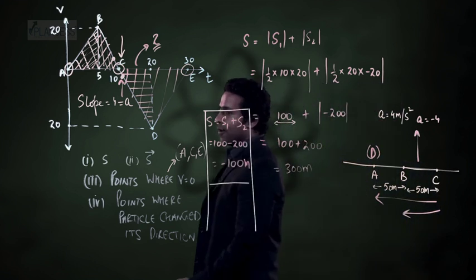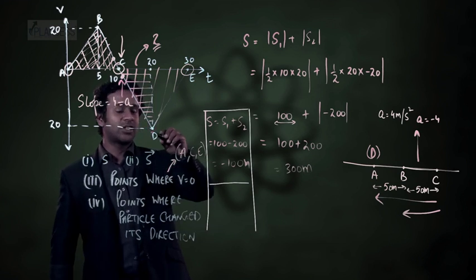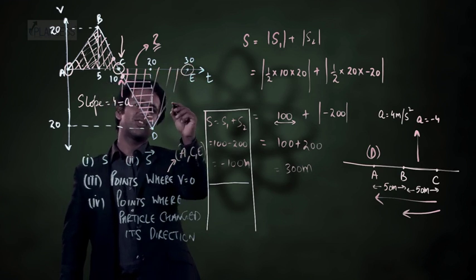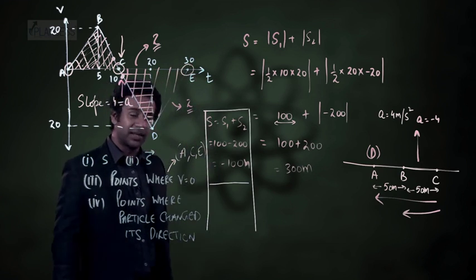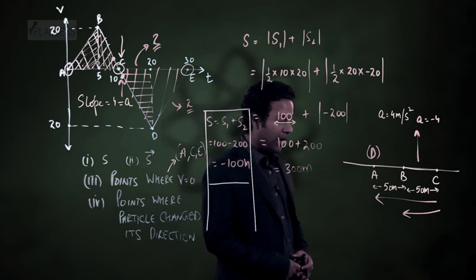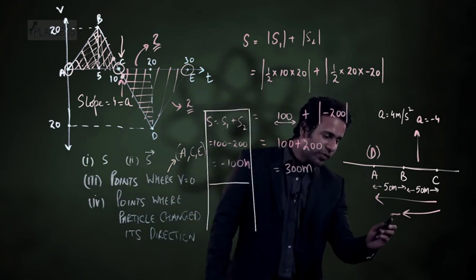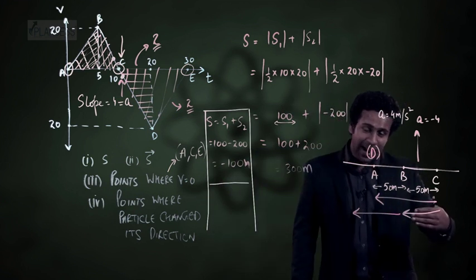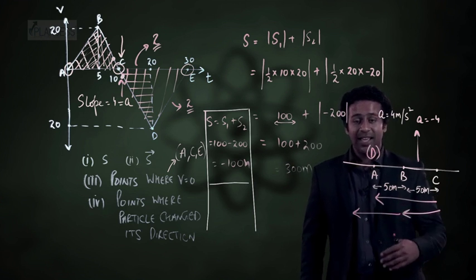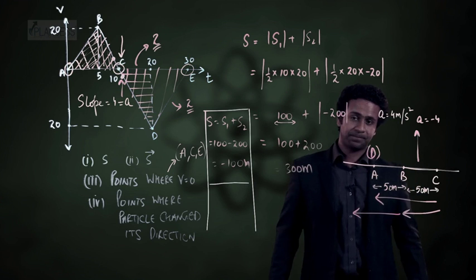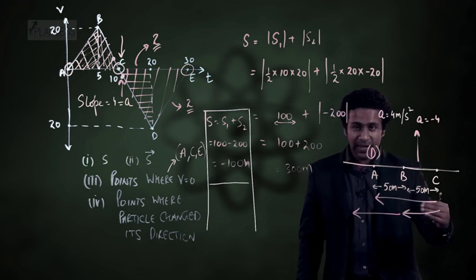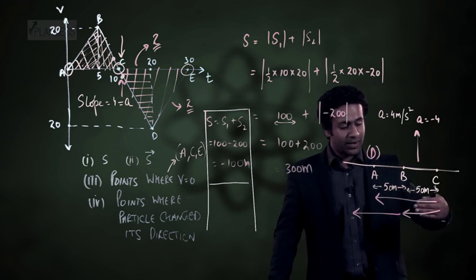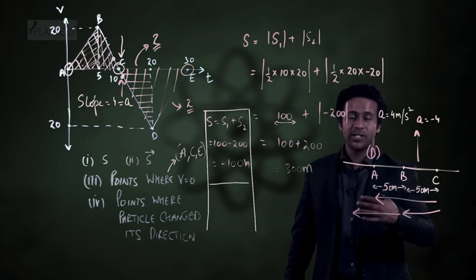Right. Then, from D onwards, we see that the slope is again positive. And if you find the change in Y by change in X, once again, the value is 2. But this time, the value is plus 2. Now, what does this mean? The particle is moving in the negative direction and it has a positive acceleration. This means that while moving in the opposite direction, the particle started to decelerate. Right? Because it is moving in the negative direction and it has positive acceleration. This means that it was decelerating in the opposite direction.